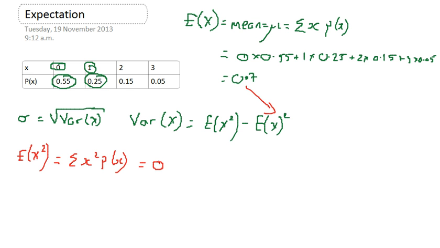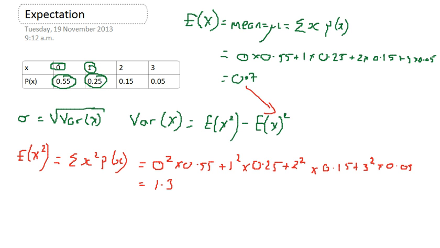So I'm going to get 0 squared times 0.55 plus 1 squared times 0.25 plus 2 squared times 0.15 plus 3 squared times 0.05. Now that's a calculation I could do, and I'm going to get an answer of 1.3.